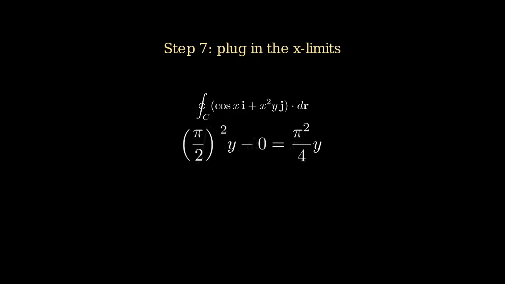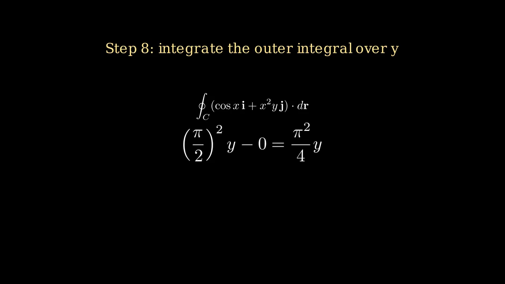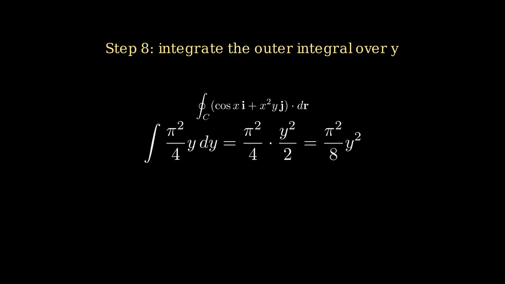Step 7. Plug in the x limits. At x equals pi over 2, we get (pi over 2) squared times y, which is pi squared over 4 times y. At x equals 0, we get 0, so the inner integral leaves us with pi squared over 4 times y. Step 8. Integrate the outer integral with respect to y. Integral of pi squared over 4 times y dy equals pi squared over 4 times y squared over 2, which simplifies to pi squared over 8 times y squared.